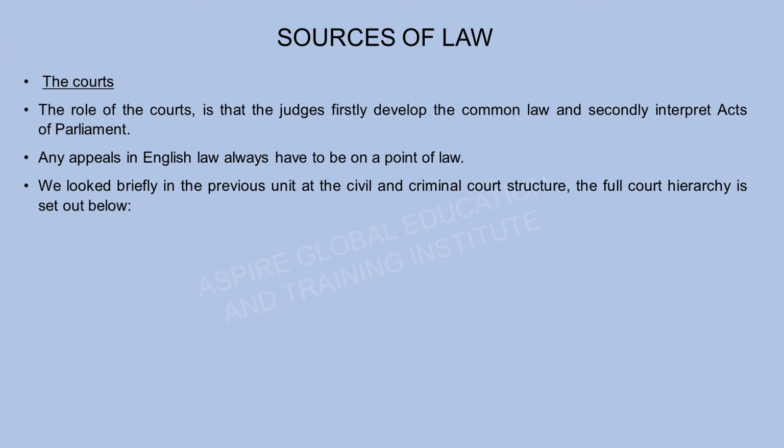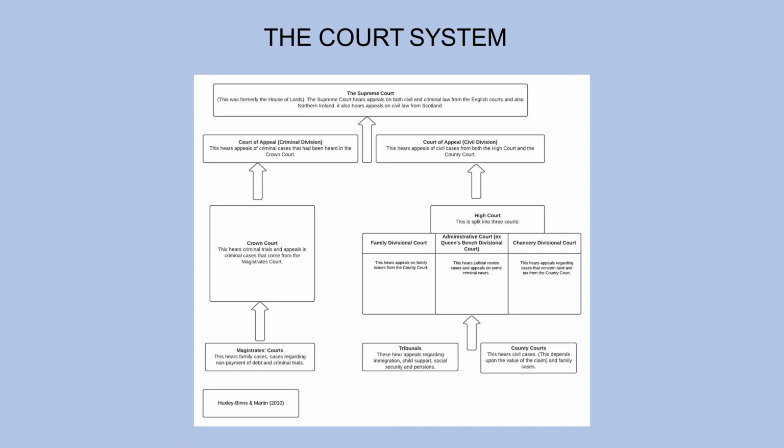So the role of the courts in the English legal system is that judges firstly develop the common law and secondly interpret Acts of Parliament. So any appeals in English law always have to be on a point of law. We looked briefly in the previous video at the civil and criminal court structure, but the full court hierarchy is, at the top, we have the Supreme Court. Now, this was formerly known as the House of Lords. The Supreme Court hears appeals on both civil and criminal law from the English courts and also Northern Ireland. It also hears appeals on civil law from Scotland.